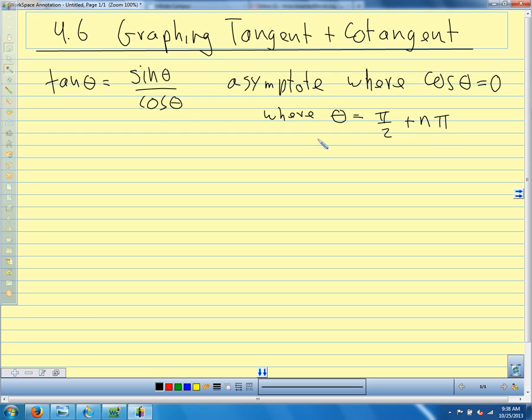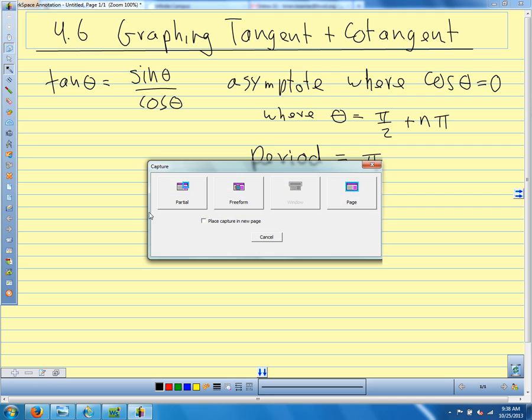And because we get an asymptote every pi units, there's pi units between those asymptotes, the period of our tangent function is going to be pi rather than 2 pi. Between pi over 2 and 3 pi over 2 is pi units. So we get a period of pi, and our tangent function is odd. So let me grab a picture so we can take a look.